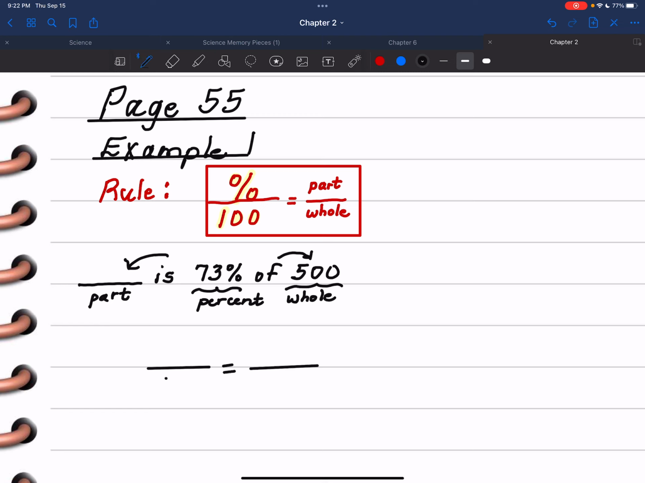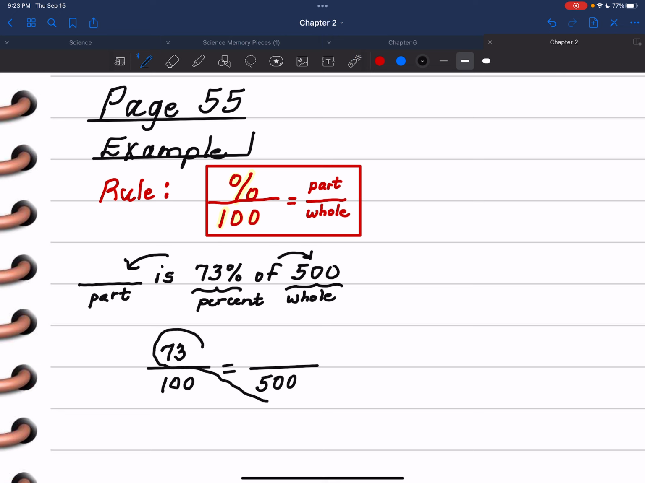So you have the 100 that's built in because that's what percent means. It's out of 100. And we know the 73 is the thing with the percent sign. So we're going to put that over 100. And we know the whole, and the whole has to go on the bottom because the 100% is a whole. That's the most you can have with a percentage. It's per 100. So we have 500 on the bottom, 100 on the bottom, and 73 on the top. And you know what to do from here because you know how to solve a proportion.